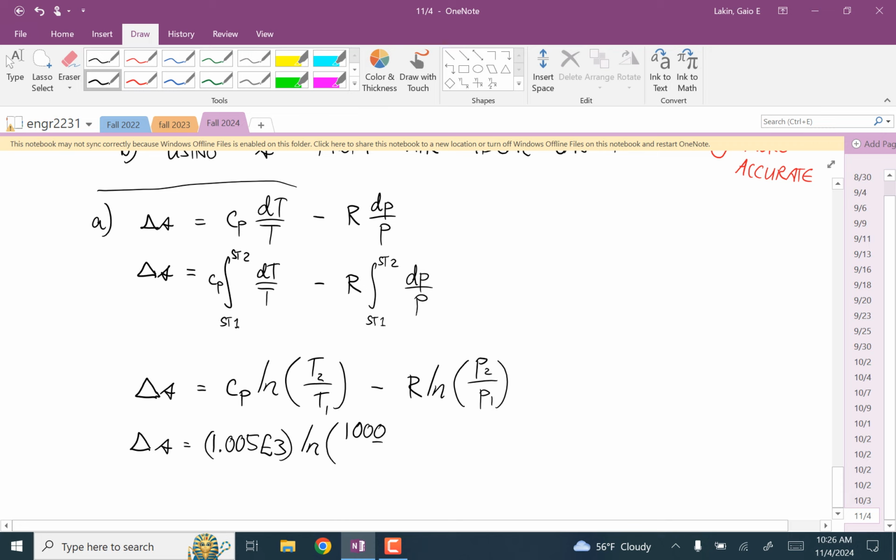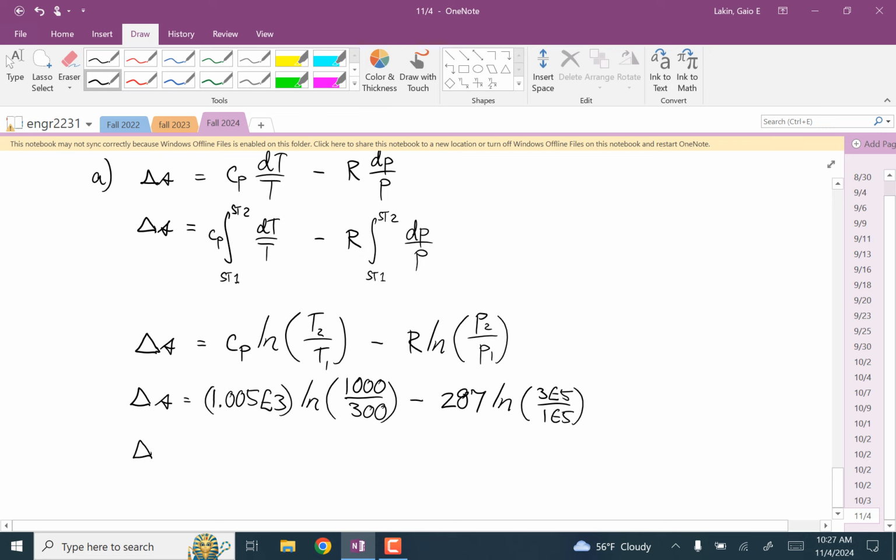So it's 1,000 divided by 300, minus an R of 287. I think I usually use 289, but I have 287 here, and that's what my calculations are using, so I'll use that. Times the natural log of 3 times 10 to the fifth over 1 times 10 to the fifth, so that's just the natural log of 3 if you cancel stuff. And so specific change in entropy is 894.7 joules per kilogram Kelvin. The temperature went up and the pressure went up.